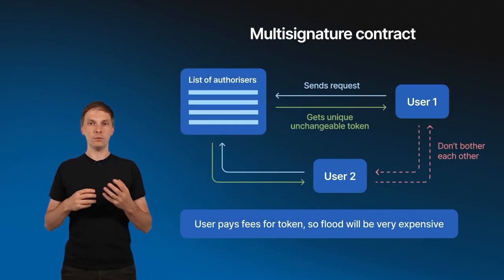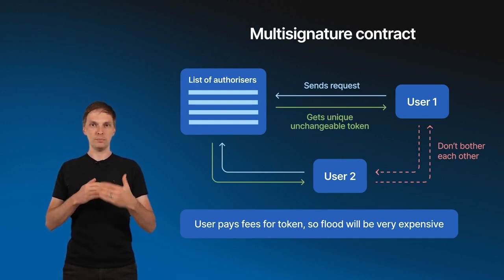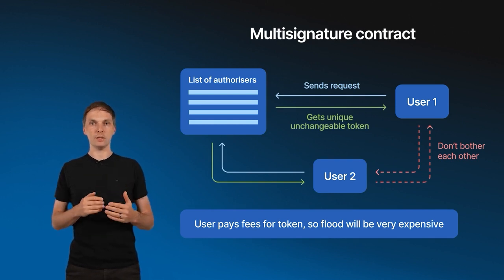You can make your contract even simpler by tokenizing the requests that the users send to this contract. So let's say you have this small list of people and you can still just store this list in the contract.